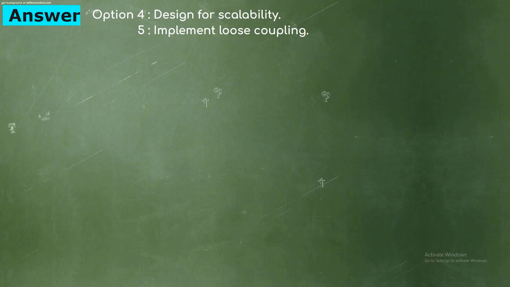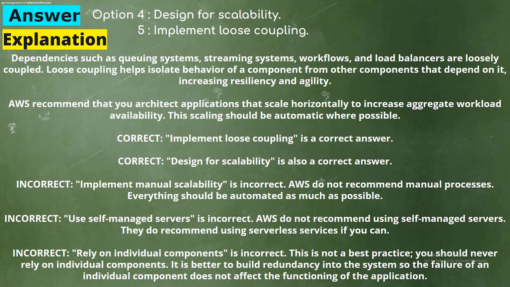Implement loose coupling. Explanation. Dependencies such as queuing systems, streaming systems, workflows, and load balancers are loosely coupled. Loose coupling helps isolate behavior of a component from other components that depend on it, increasing resiliency and agility. AWS recommend that you architect applications that scale horizontally to increase aggregate workload availability. This scaling should be automatic where possible. Correct. Implement loose coupling is a correct answer. Correct. Design for scalability is also a correct answer.